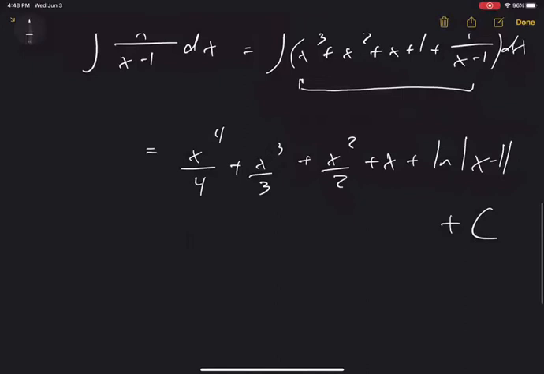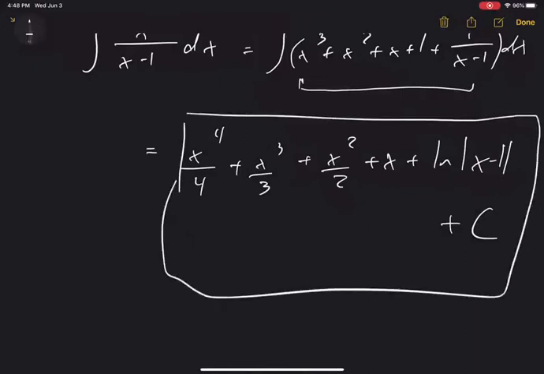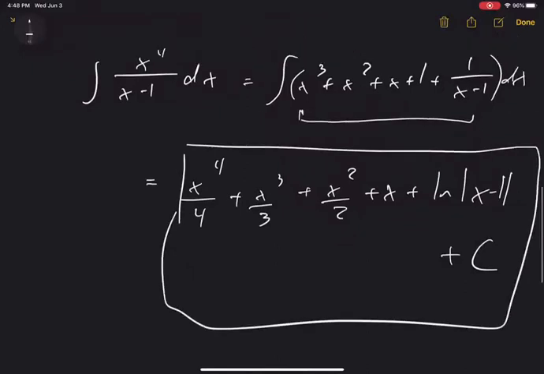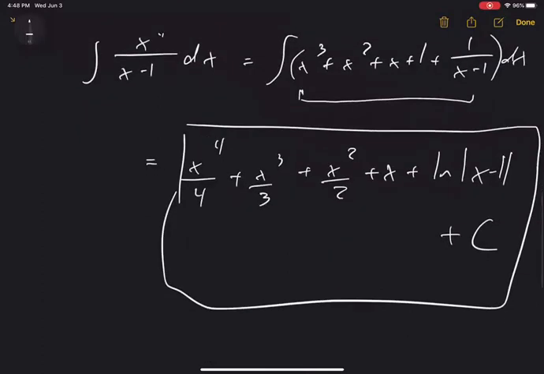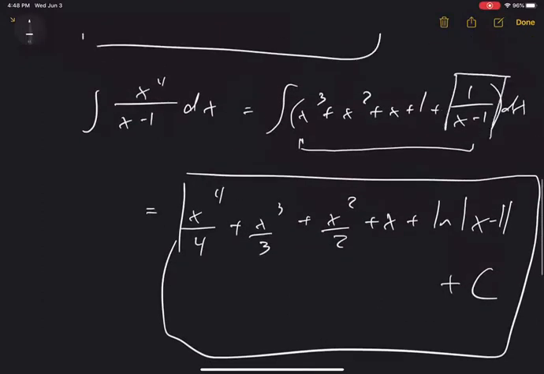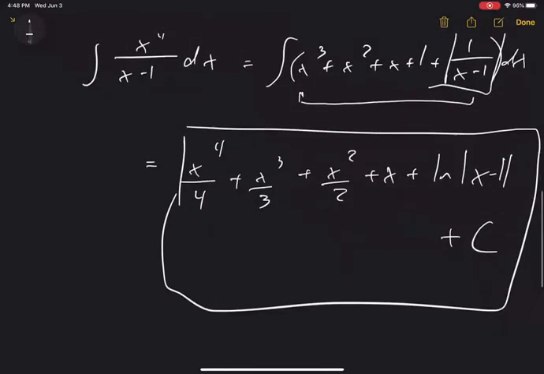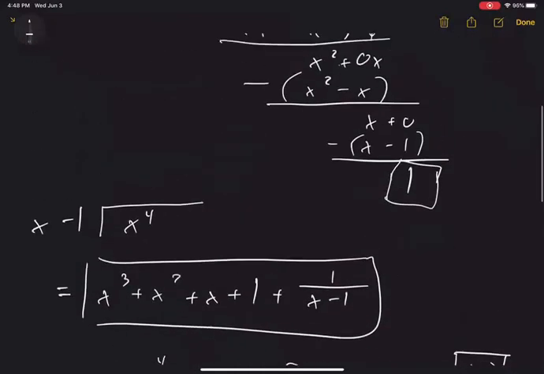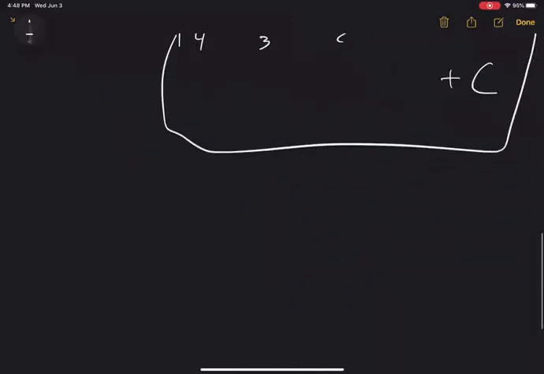So this is my antiderivative. In other problems, maybe this term here will still require partial fractions, like breaking that up using partial fractions. So that would be the next step in those cases. Okay, but this is a good problem to just show polynomial long division.